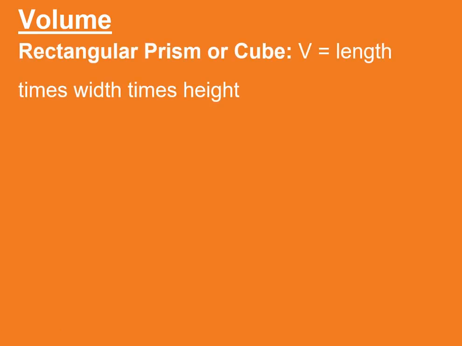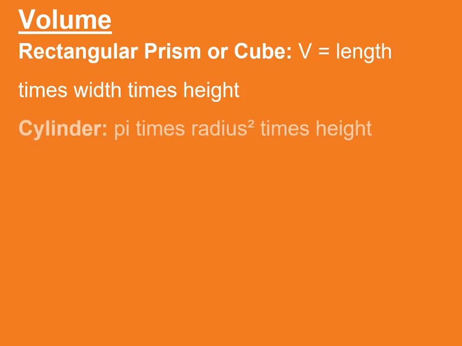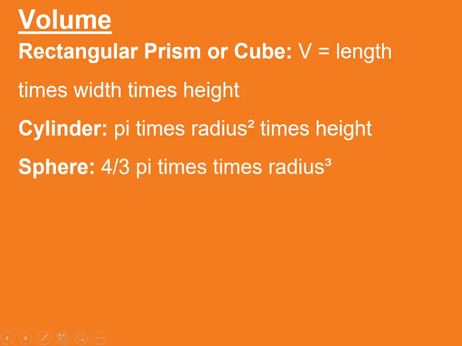Volume. For a rectangular prism or a cube, volume is the length times the width times the height. For a cylinder, it's pi times radius squared times height. And for a sphere, it's 4/3 pi times the radius cubed.